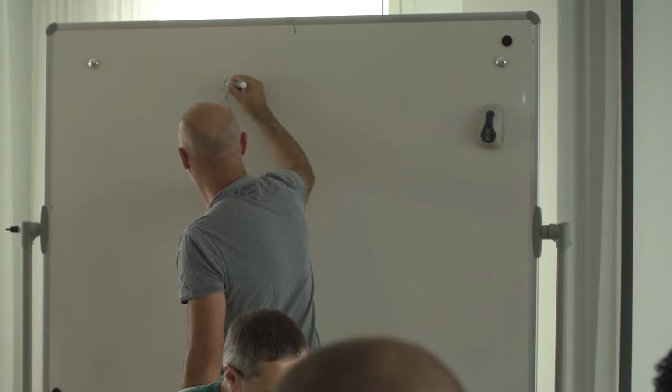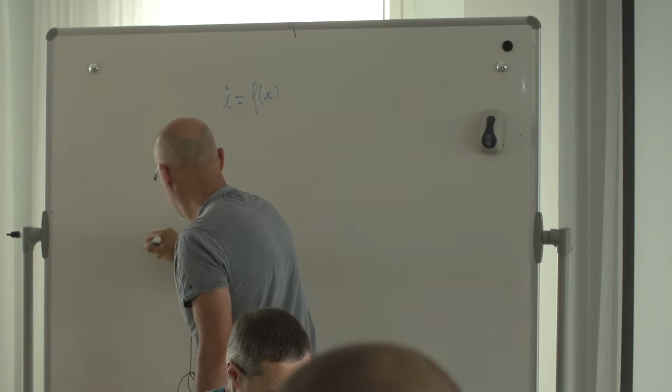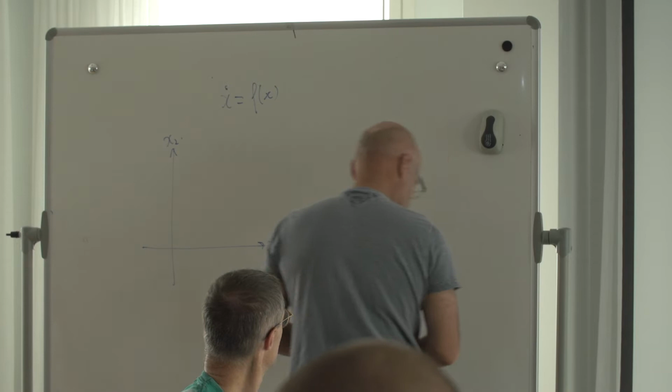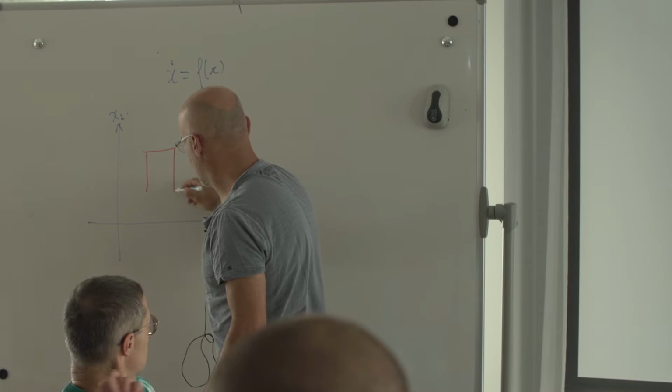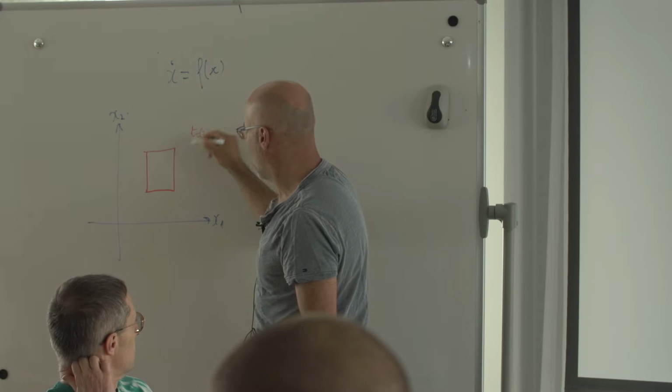I will write here, I hope you can see. Sorry. So assume that I have a state equation like this. So we have a state x1, x2. And we have a box which corresponds to the initial value at time t equals 0 of the state. This is the kind of problem we want to deal with.